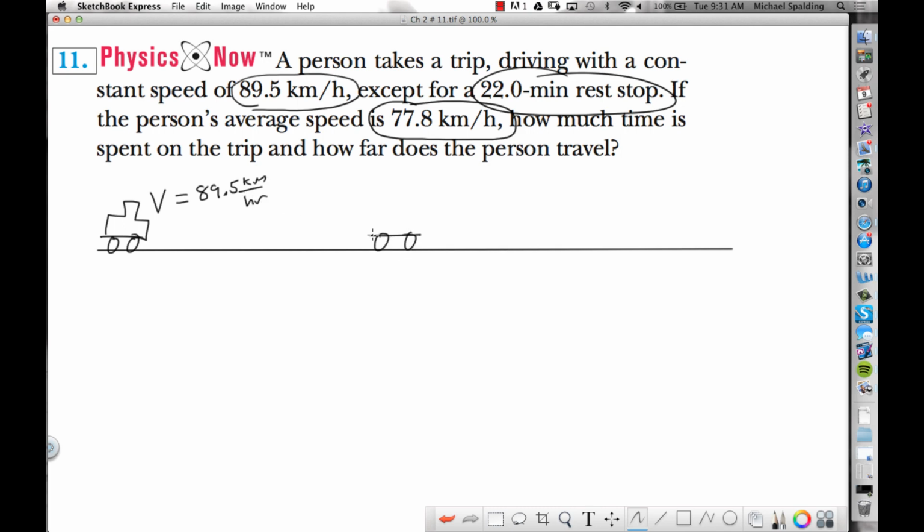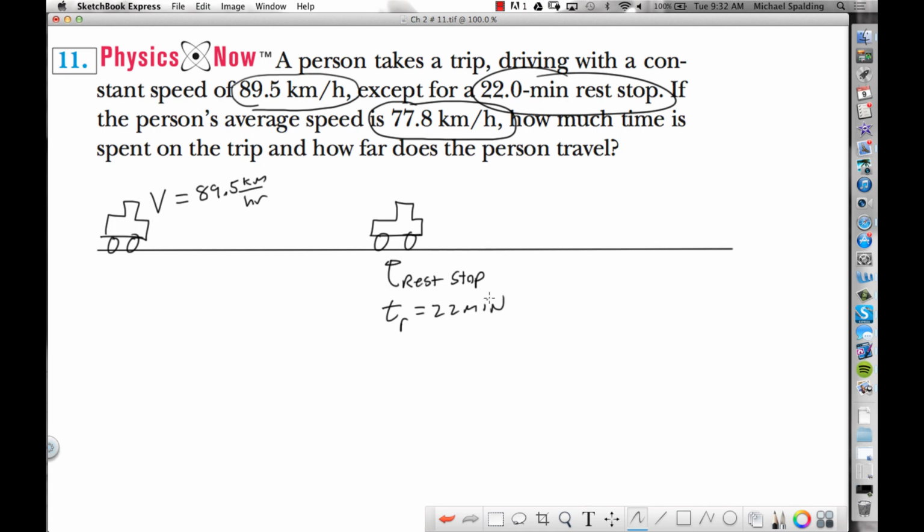Somewhere along the way, there's a rest stop, so the car comes to a rest. So this right here represents the rest stop, and we're given the time of rest. I'm going to put T sub R for rest stop. That's 22 minutes. But hold on a second.